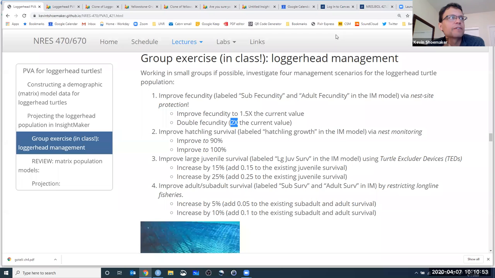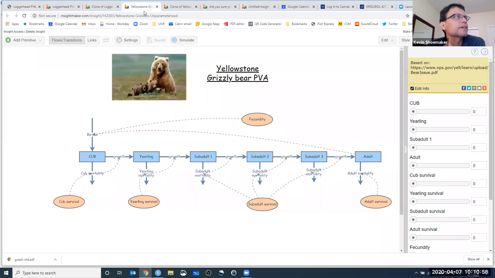So then you can go in to your model. Gosh, this Zoom link is kind of, oh, there it is, okay. Can move it.